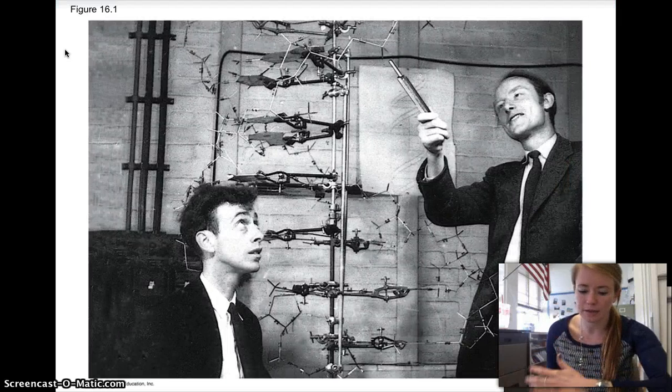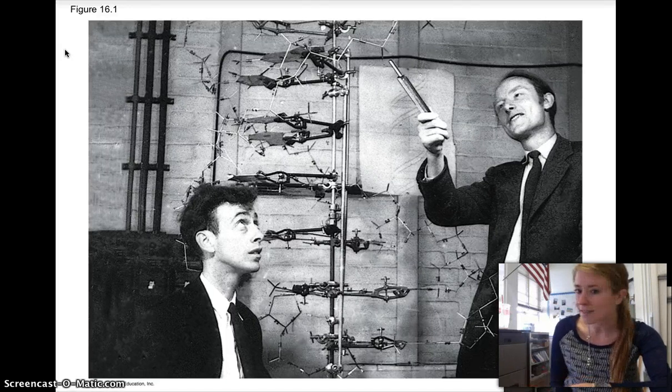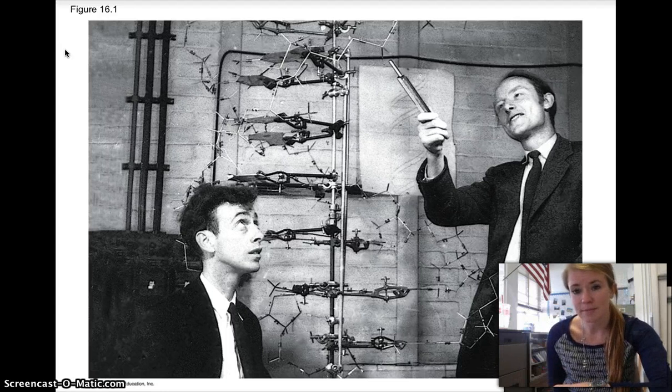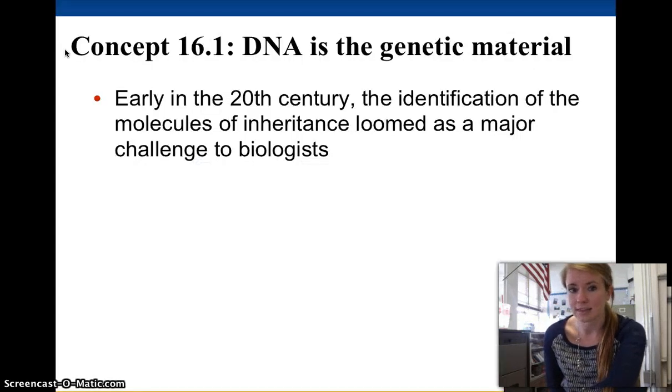And so the very first thing in your textbook is this picture of Watson and Crick. James Watson and Francis Crick were the two scientists who discovered the structure of DNA. And you guys are going to have that down without a question. But they are very famous, and we're going to talk a little bit about what they did to get there.